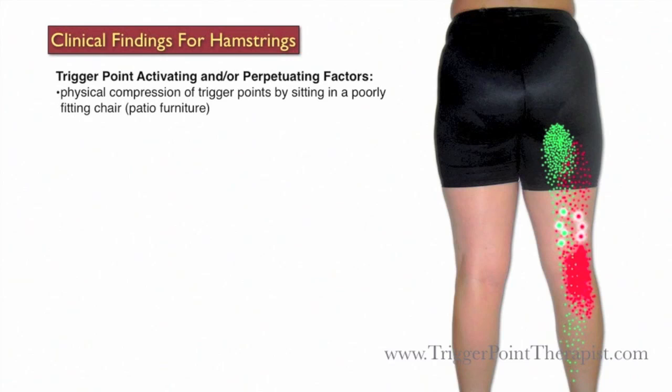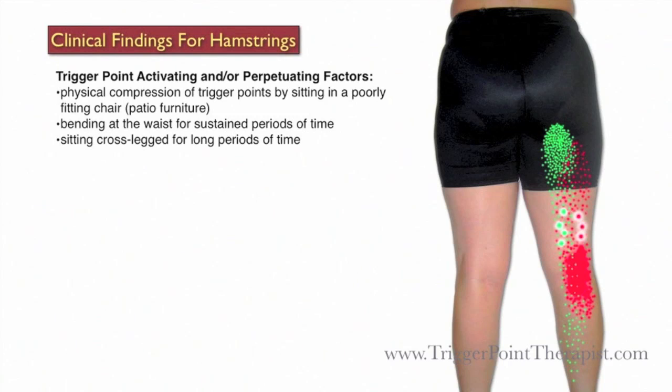Some activating factors for hamstring trigger points include physical compression of the trigger points by sitting in a poorly fitted chair, as if the chair is too high and actually compresses the trigger points. Bending at the waist for a sustained period of time. And sitting with your legs crossed for long periods of time.